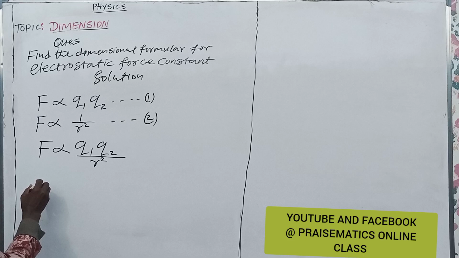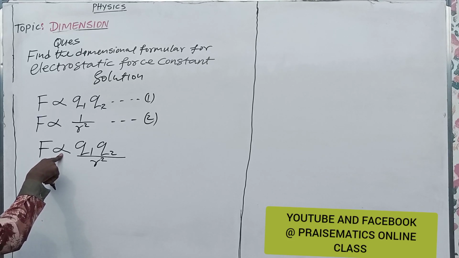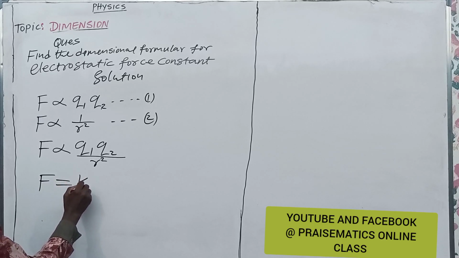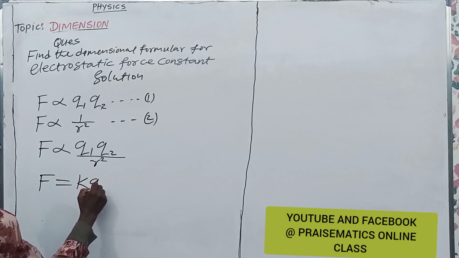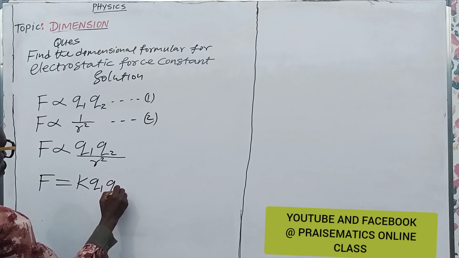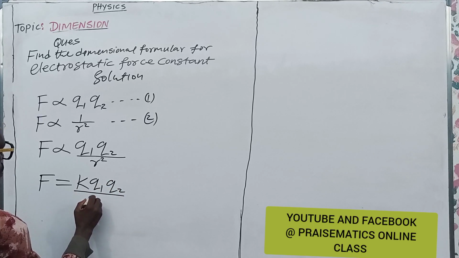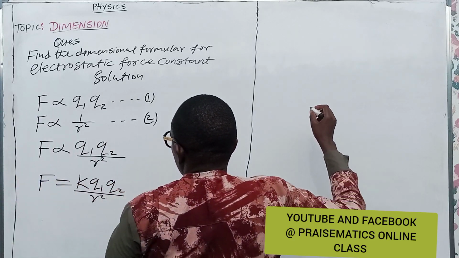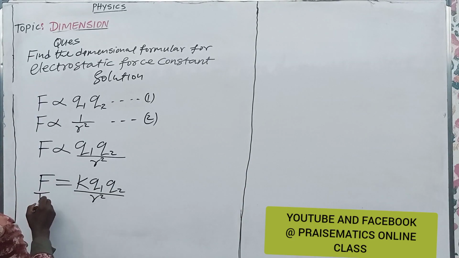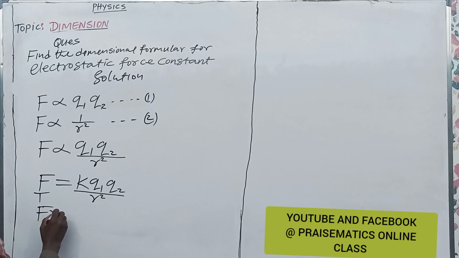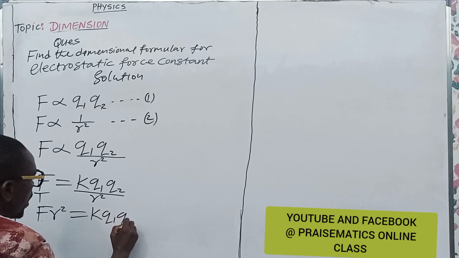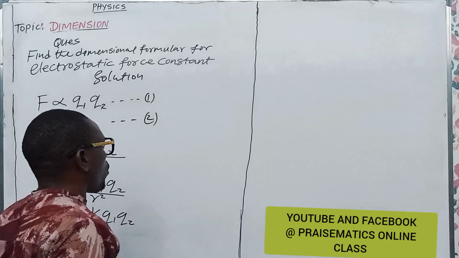So now from here, we can remove the proportionality sign. We have that force is equal to a constant k, q1 q2 all over r square. Now from this place we can make k the subject of the formula. Cross multiply: F times r square is equal to k q1 q2. We are looking for k.